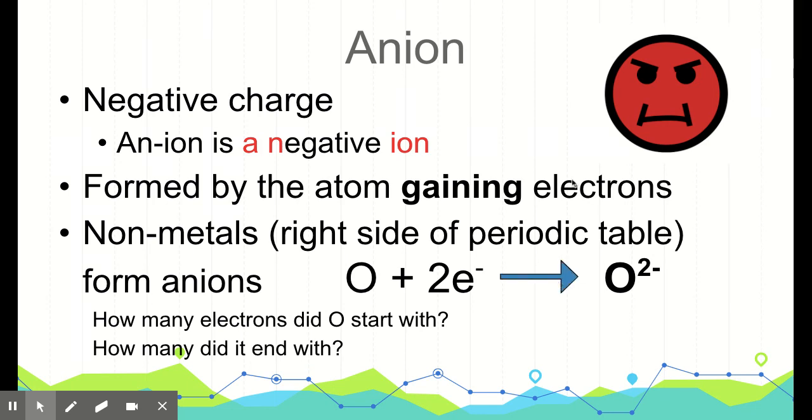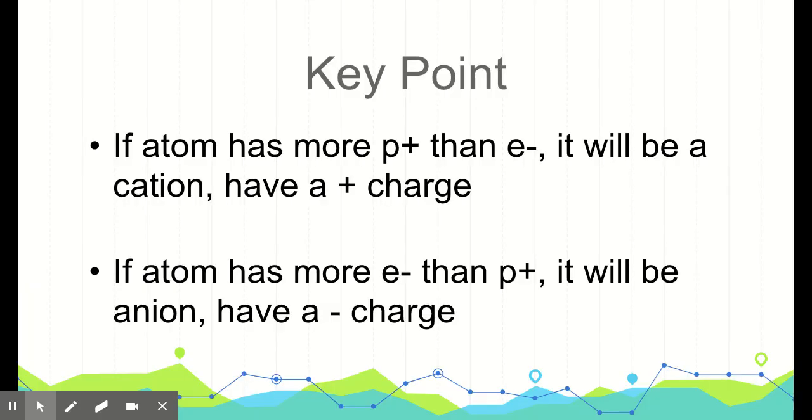So these are mostly going to be nonmetals from your right side of your periodic table that are going to form anions. So they're going to be gaining the electrons during bonding. So if you have oxygen, oxygen has 8 electrons to begin with. So if we add 2 electrons to that, we're going to end up with a charge of -2 because now it has more electrons than it had protons. So how many did it start with? It started with 8 because we found that on the periodic table. How many did it end with? Now it has 10.